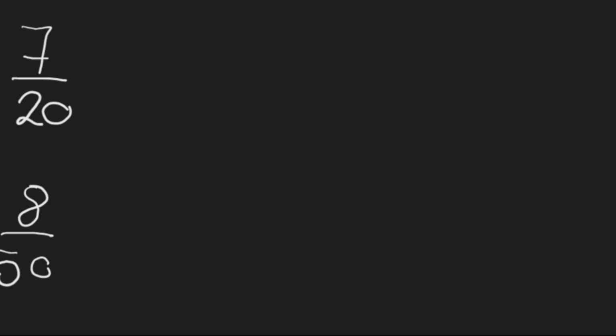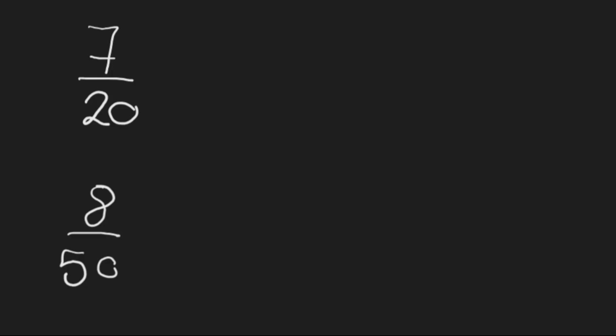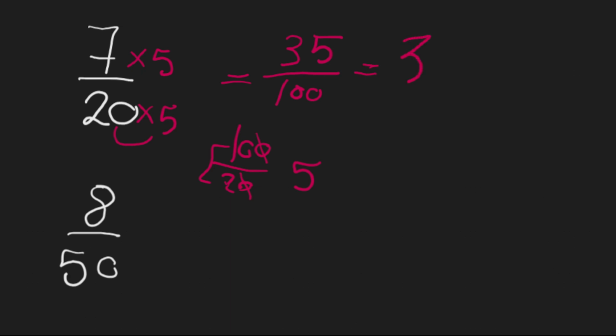Alright, so let's look at this. 7 out of 20. So how do we make the 20 to be 100? We multiply by what to make this 100? I don't know. So we divide 100 by 20 to know the answer. So this 0 cancels that 0, and 10 divided by 2 is 5. That means we multiply by 5. 20 times 5 is 100. 7 times 5 is 35. So it's 35%.